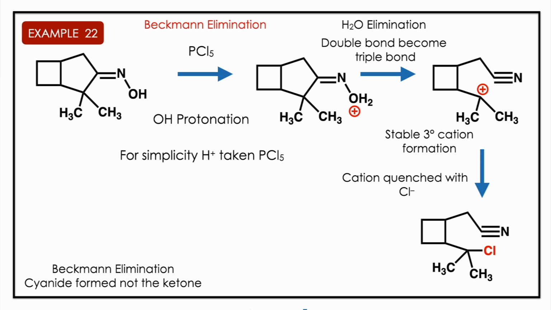Trans assistance is required, but trans assistance leads to cation formation. The cation is a stable cation, so Beckmann elimination is possible. So instead of amide formation, you end up with a nitrile. The cation has to be quenched. It is quenched by chloride, and you end up with a nitrile and a halide. The concept you have to learn here is that whenever there is a stable cation formation, Beckmann elimination dominates instead of Beckmann rearrangement.